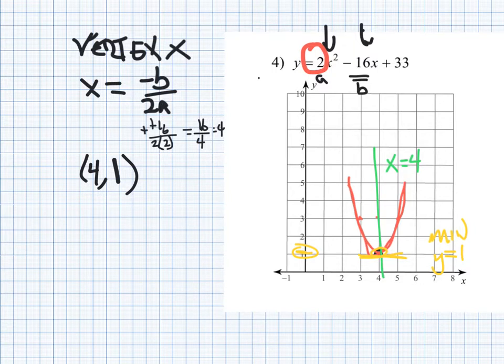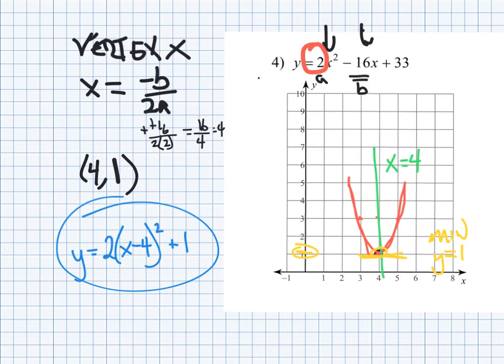Now, I guess one more thing. If they did want me to make a formula for this, or I should say write it in vertex form, I can do that pretty easily now too. I know what the vertex is, so if I think of this as y equals, again that a value is 2, x minus, my vertex was 4, square that, plus 1. There it is, my vertex form.